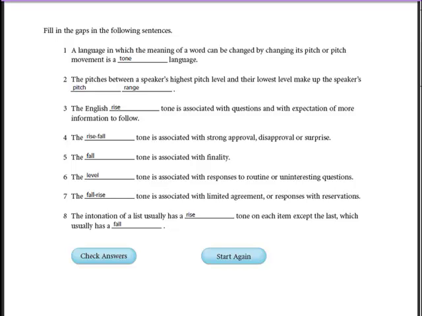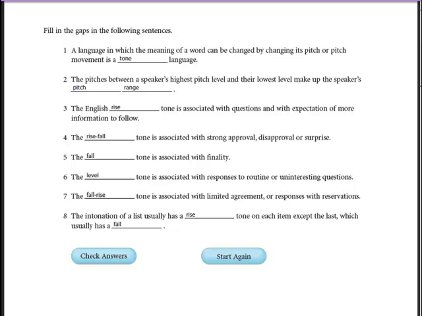The English rise or rising tone is associated with questions and with expectation of more information to follow. Did you give me that worksheet? There's an expectation that I'm going to hear something back. The rise-fall tone is associated with strong approval, disapproval, or surprise. I didn't know that you were going to do that.